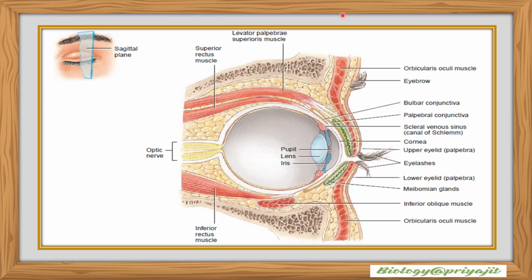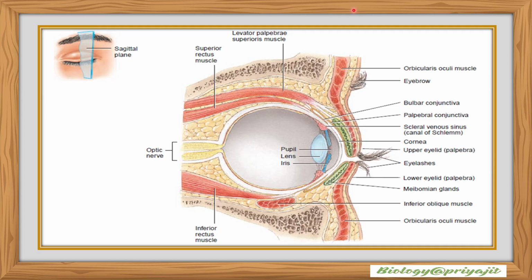Orbicularis oculi muscle closes the eyelid. Levator palpebrae superioris muscle lifts the upper eyelid. Superior rectus muscle and inferior rectus muscle move the eyeball up and down. Inferior oblique muscle helps rotate the eye. Internal eye parts: the cornea is a clear curved layer that focuses incoming light. Pupil is the opening in the iris that controls light entry. Iris is the colored part that adjusts pupil size. Lens is a transparent structure behind the pupil that focuses light. Humor is fluid that maintains pressure. Optic nerve carries visual signal or information from the retina to the brain.